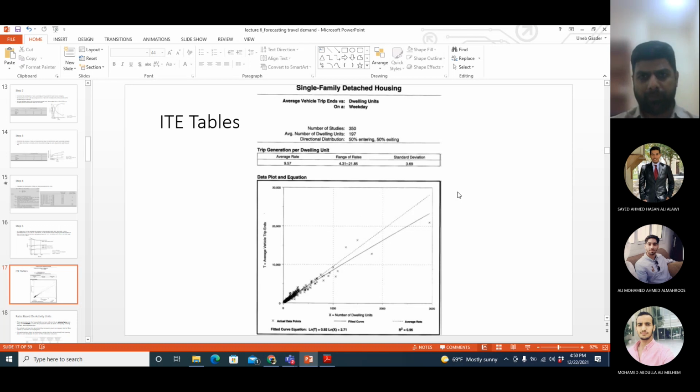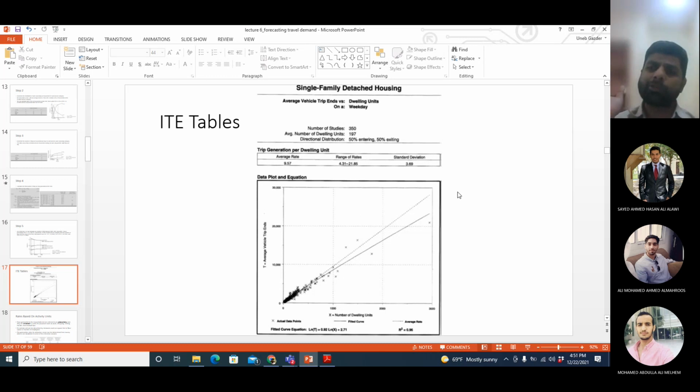Now for example, you are working in an area in the USA, or you are working somewhere else and you don't have the time to collect your own data. In both cases, you go to the ITE tables. I'm just showing you a sample sheet from the ITE manual. They have hundreds of sheets like this for different types of zones. When you don't have the data or you are working in the USA, you go to the ITE manual, the latest one. They have different editions.